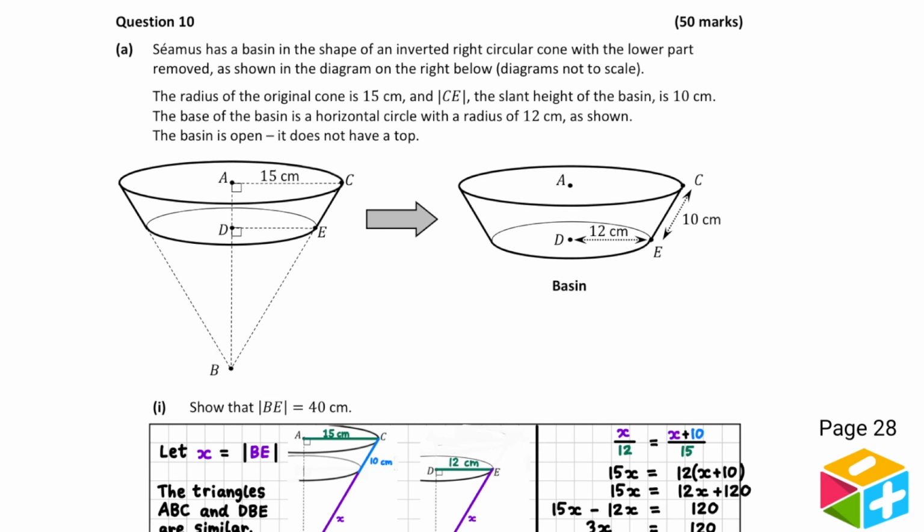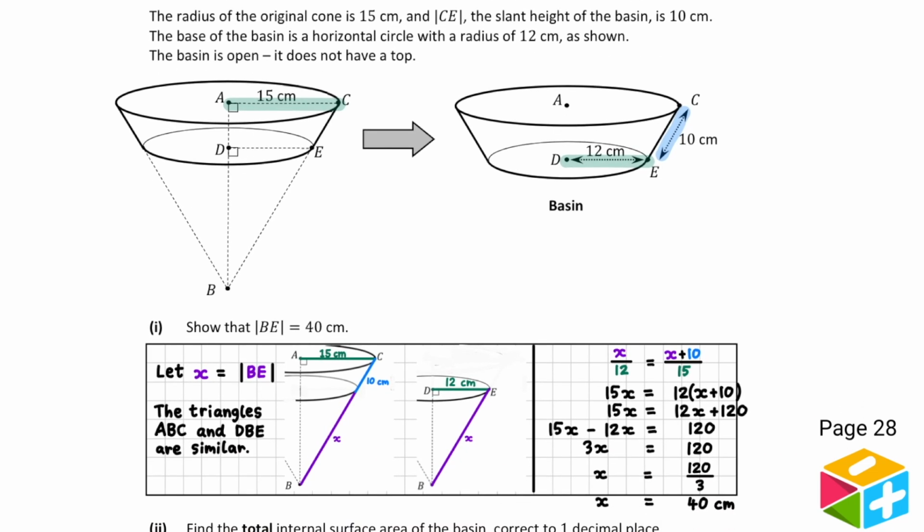In question 10, we're presented with a diagram of a right circular cone. The top portion of this cone has been extracted to form a basin. We are given several measurements here. The radius of the original cone is 15 centimeters. The radius of the base of the basin is 12 centimeters. And the slant height of the basin is 10 centimeters.